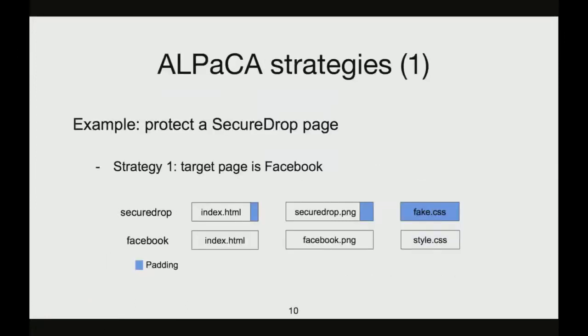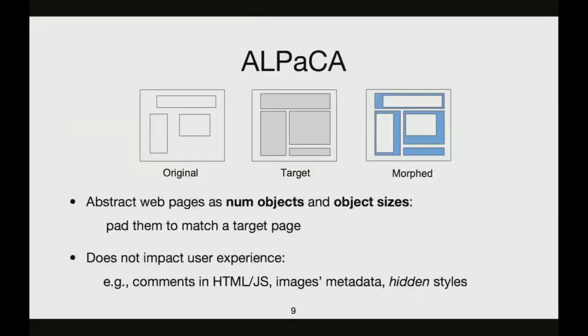So how do we define this target page? There are two ways this can be done. First, when the target page exists. In this case, if you want to protect SecureDrop, and the target page is Facebook, Alpaca would arrange the objects in SecureDrop so that it adds the optimal padding to make these objects look like some other objects in Facebook.